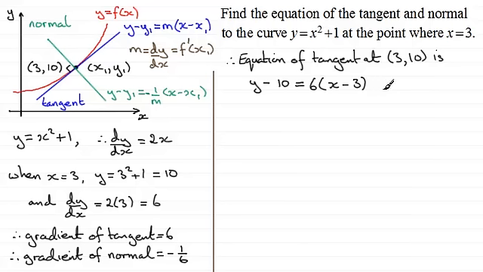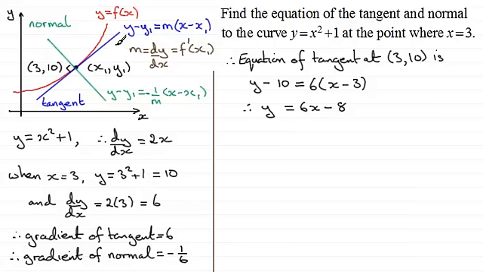Quite often you get a question which just says, find an equation for the tangent, and that would be sufficient. You might want to put it in the form y equals mx plus c. If you do, then we just carry on and we can expand the bracket and add 10 to both sides. So we get 6x minus 18, and then if I add the 10 to both sides, it's going to come out at minus 8. So that would be the equation of the tangent if I want to put it in the form y equals mx plus c.